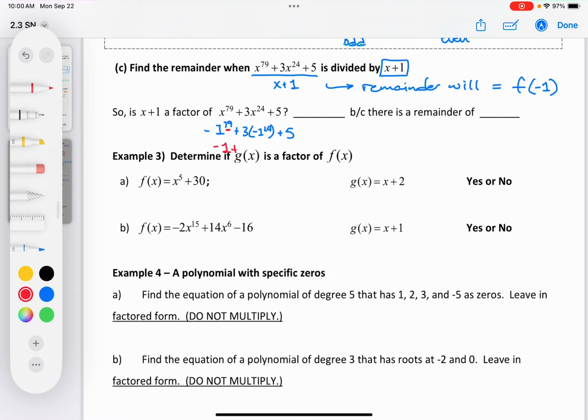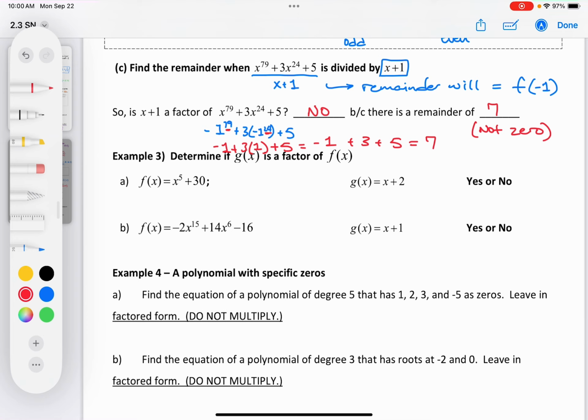Plus 3 times negative 1 to the 24th. That's even, so it's going to be positive. Plus 5. So even though this looked very complex, if I plug in what I'm dividing by, I get negative 1 plus 3 plus 5, which is 7. I get an answer of 7. And so I can quickly tell that this is not a factor because there is a remainder other than 0, okay? If my input does not yield a 0, it's not a factor.